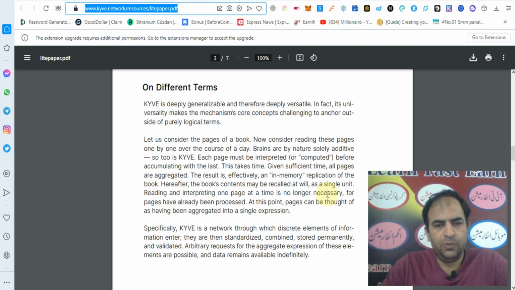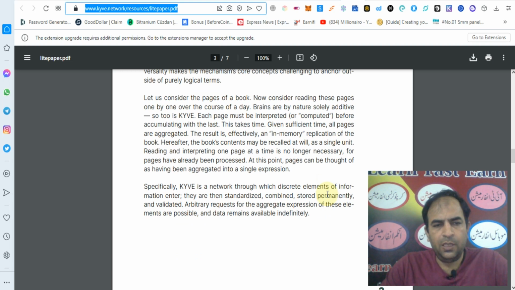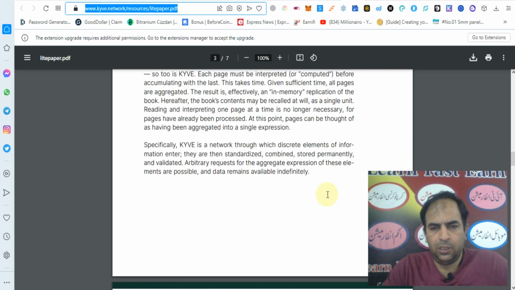Each page must be interpreted or computed before being compiled with the last. This takes time. Given sufficient time, all pages are aggregated. The result is effectively an in-memory replication of the book. Hereafter, the book's content may be recalled at will. As a single unit, reading and interpreting one page at a time is no longer necessary, for the pages have already been processed. At this point, the pages can be thought of as having been aggregated into a single expression.